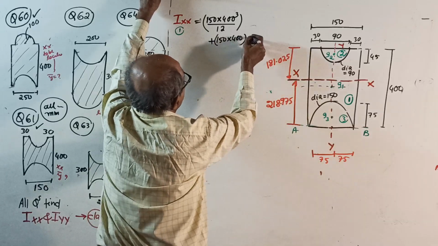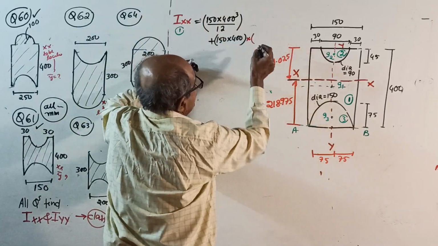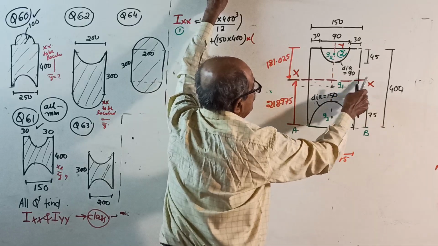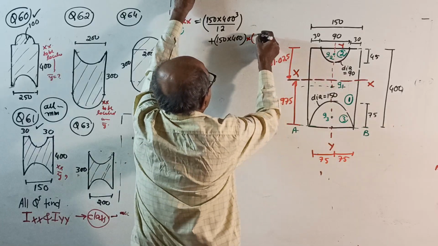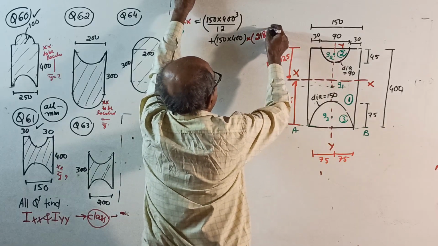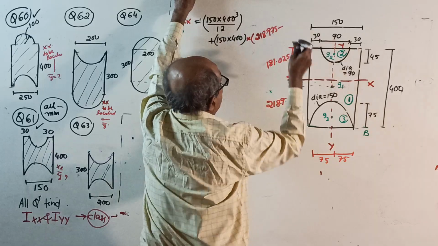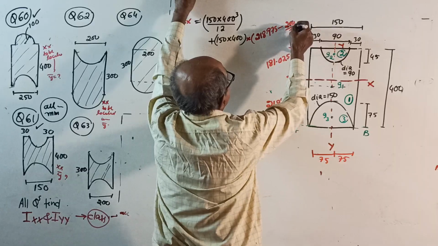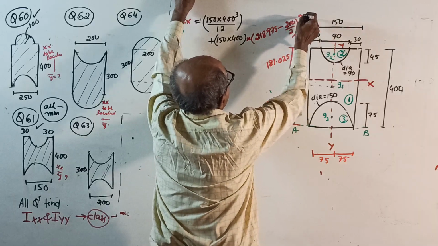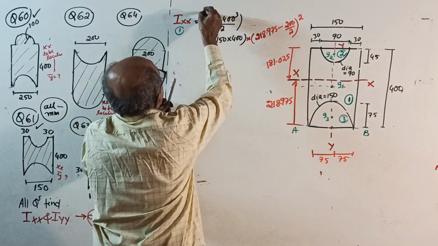I am writing one below the other. Into the perpendicular distance from centroid G1 to xx, this distance squared is 218.975 minus half of 200, that is 200 by 2, whole square. Okay, this is Ixx for 1.